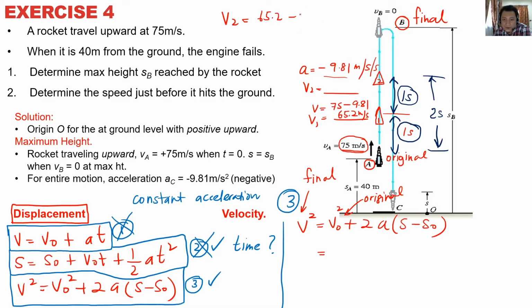65.2 tolak 9.81. Now you get 55.4 meter per second. So V2 becomes 55.4 meter per second. So, do you get the trend? The trend is the rocket is slowing down, slowing down.